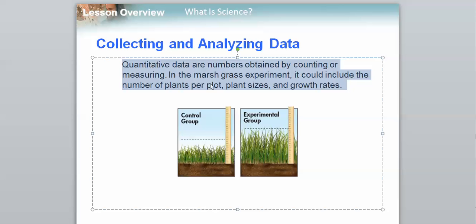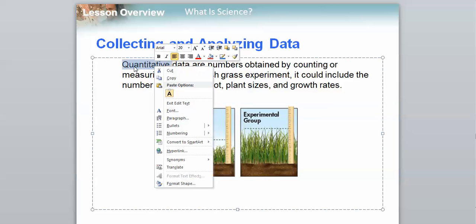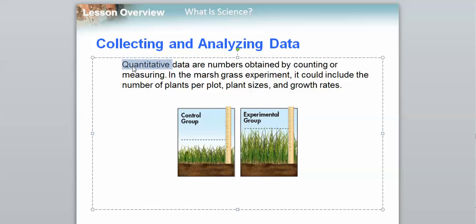That would be, in the experimental group, the marsh grass grew to 15 meters tall. That's gigantic, but that would be an example of quantitative data. It's something that you can physically count. Examples could be the number of plants there were, the size, the growth rates. When you quantify something in math class, that means you count it. It has to deal with actual numbers.